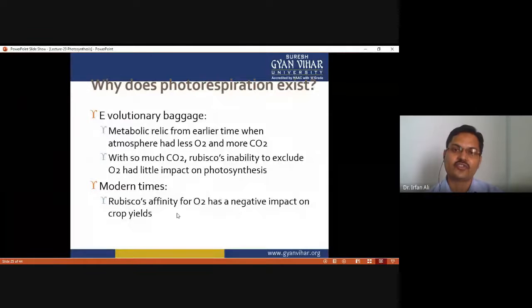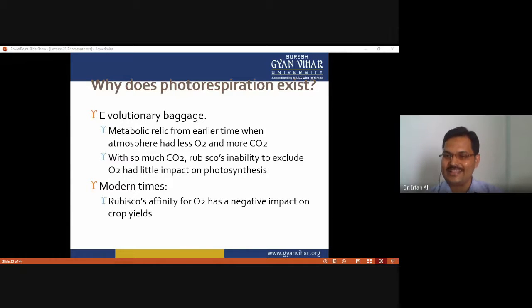And why does photorespiration exist? So this is the point: it is due to evolutionary baggage. If we think about ancient times, there was a metabolic relic from earlier times when the atmosphere had less oxygen compared to carbon dioxide. So at that time there was no problem. Rubisco always had a high concentration of CO2, because there was not much oxygen in the atmosphere. With so much CO2, Rubisco's inability to exclude O2 had little impact on photosynthesis.